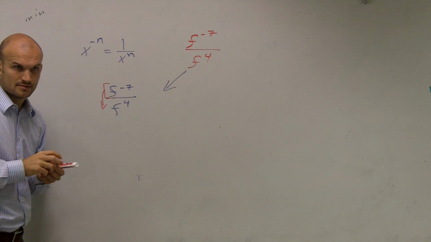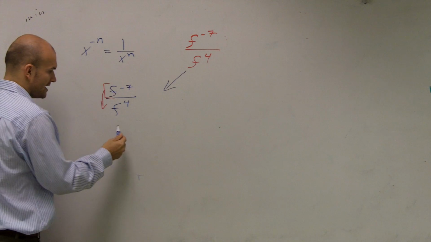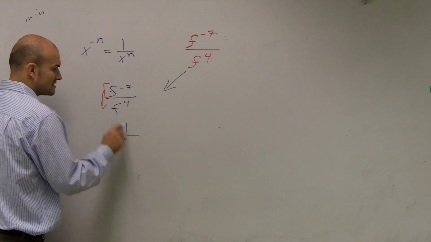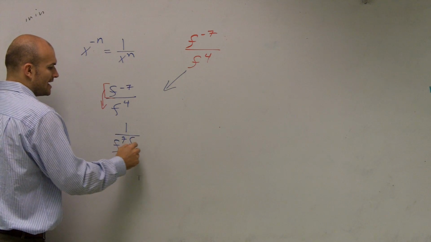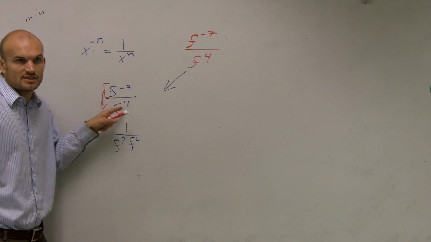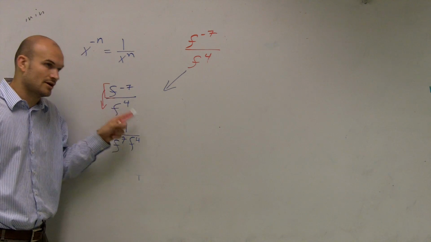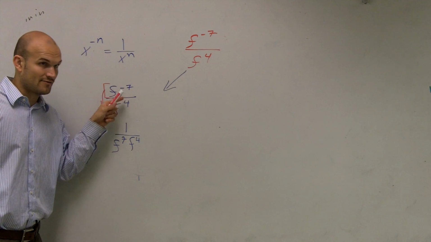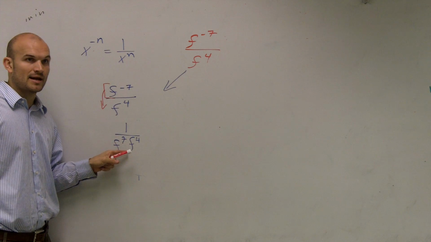Does that make sense? So now I write it as 1 over f to the 7th, because now it's positive, it's on the bottom, and f to the 4th. This remains on the bottom because it's positive. I don't want to change it. If I put it on top, it would now be negative, which we can't have, right? So I'm just going to leave it on the bottom.